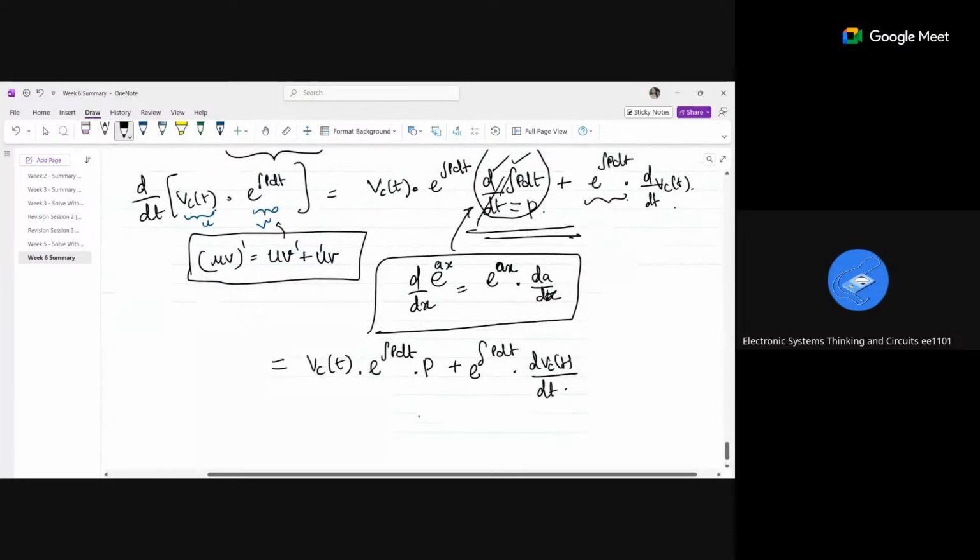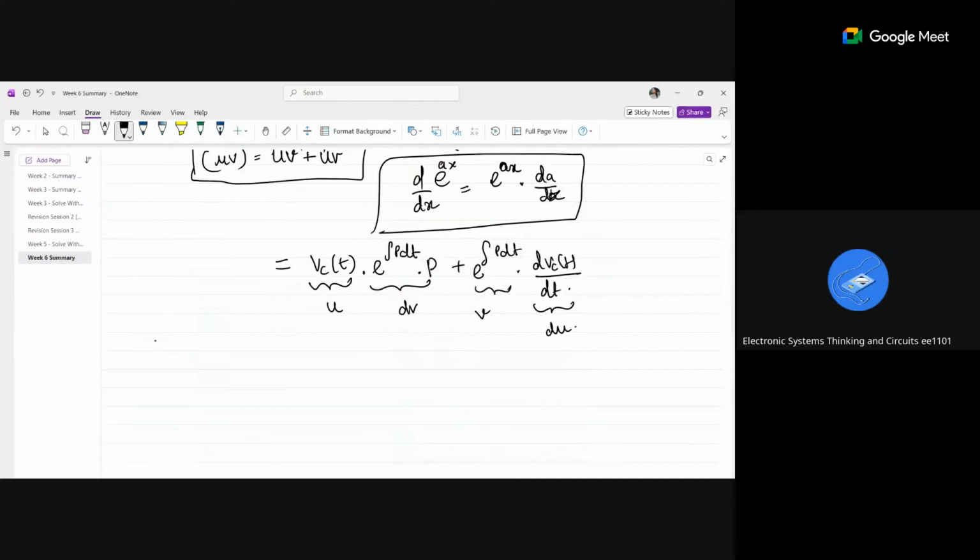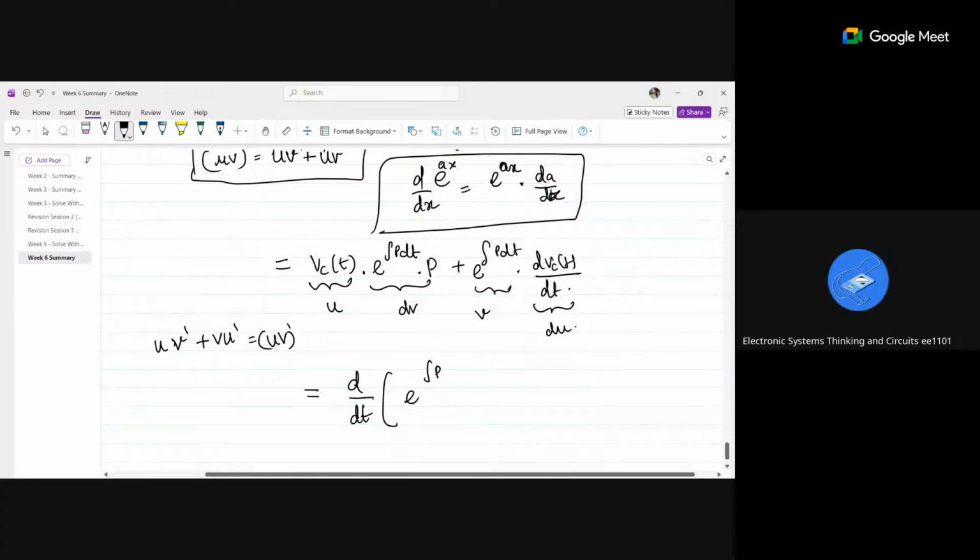Now if you see, this is u, this is dv, this is v, this is du. uv dash plus vu dash is equal to (uv) the whole dash, right? That I can write as d by dt of e power integral p dt dot Vc of t, right? Yes, ma'am.